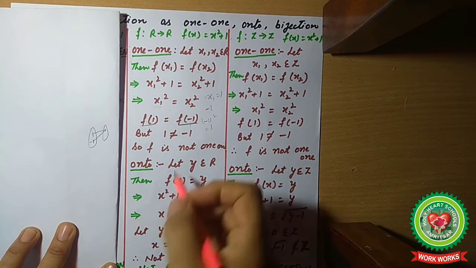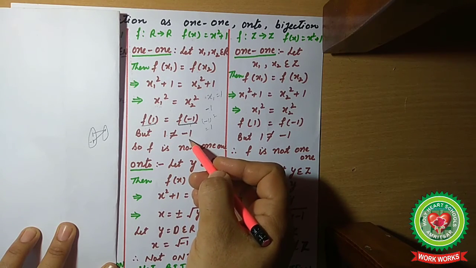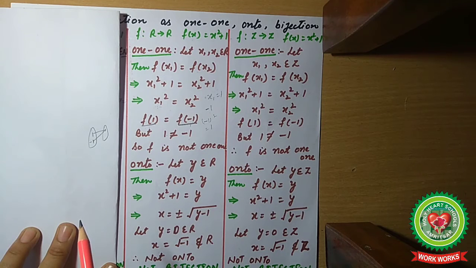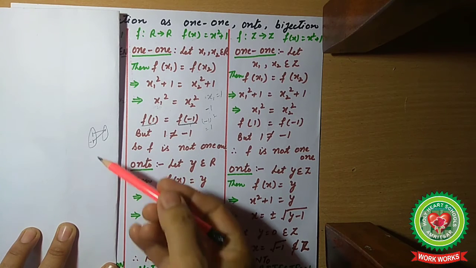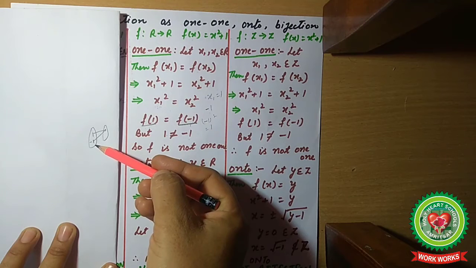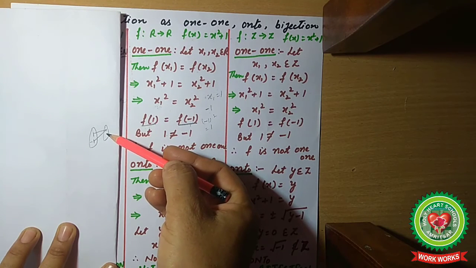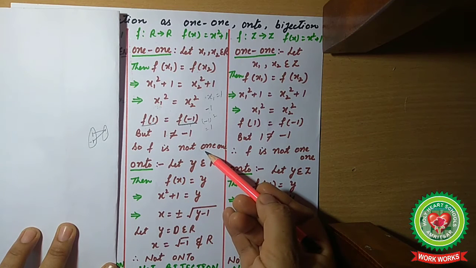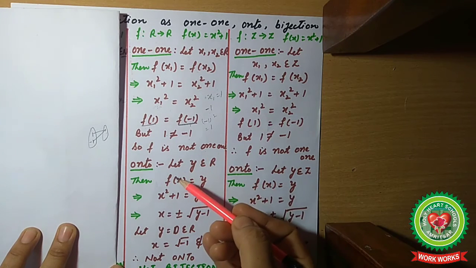No, it is not one-one. So 1 is not equal to minus 1, yet 1 and minus 1 both squared give 1. But 1 and minus 1 are not equal values. They are two different values, but their image is 1 there, a single image. That's why f is not a one-one function here.